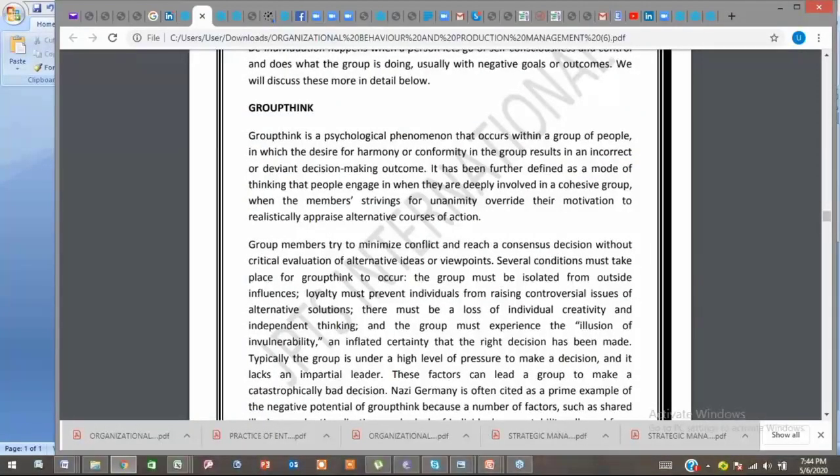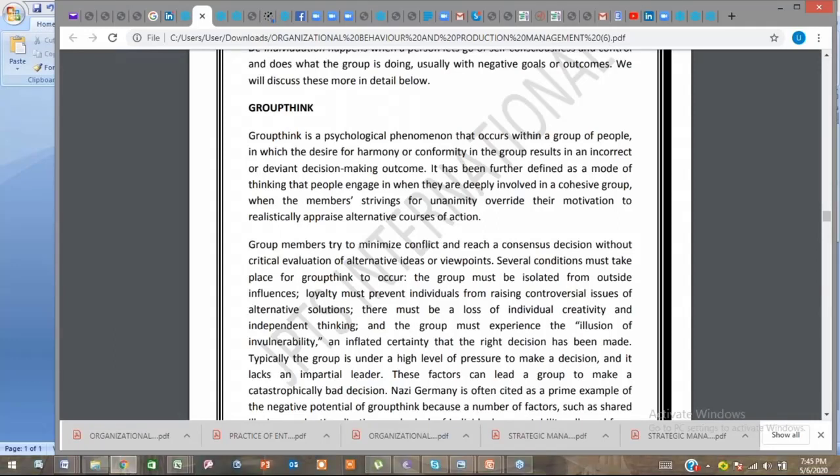Groupthink is a psychological phenomenon that occurs within a group of people in which the desire for harmony or conformity in the group results in an incorrect or deviant decision-making output. It has been further defined as a mode of thinking that people engage in when they are deeply involved in a cohesive group, when the members' striving for unanimity overrides their motivation to realistically appraise alternative courses of action. Group members try to minimize conflict and reach a consensus decision without critical evaluation of alternative ideas or viewpoints.